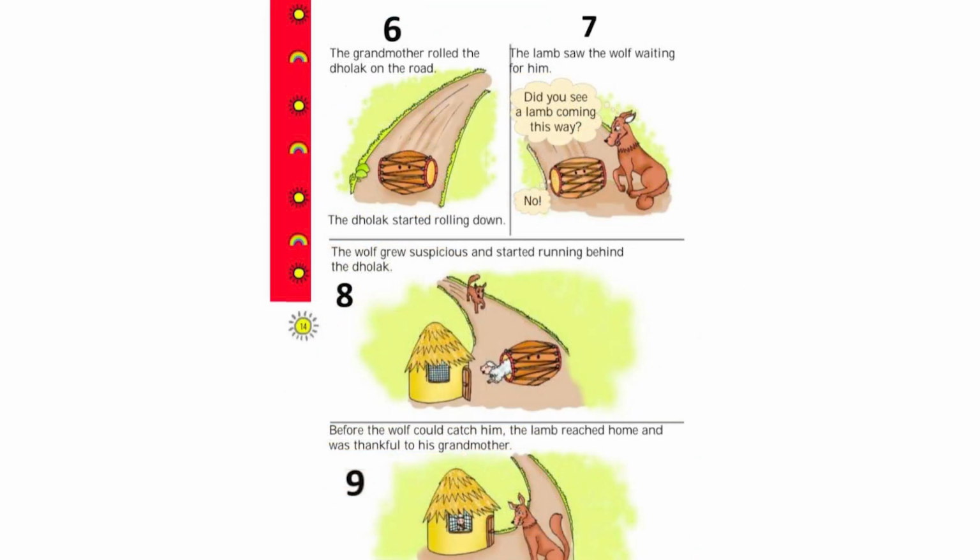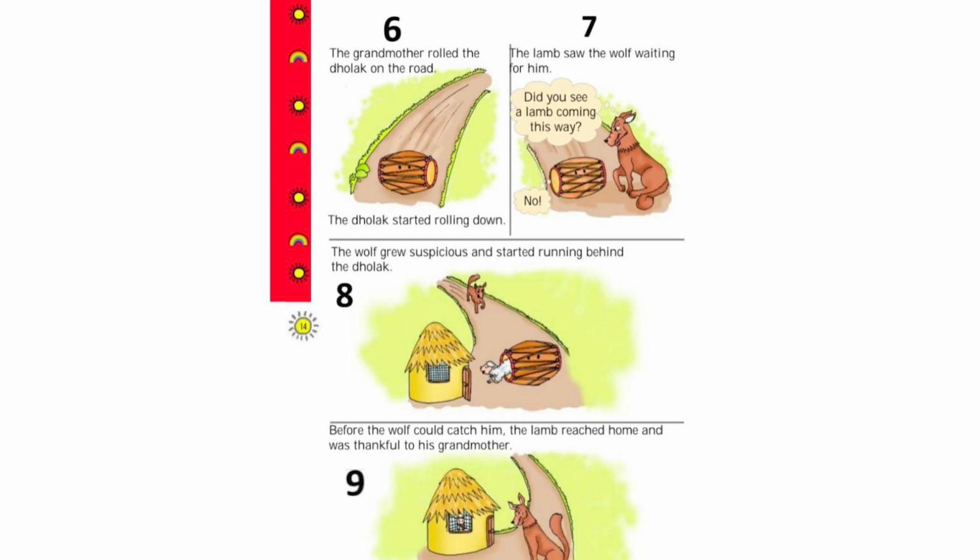Now turn to page number 14. Look at the sixth picture. The grandmother rolled the dholak on the road. The dholak started rolling down. Now I will explain this. Dholak has a curved surface, so dholak will roll. The grandmother rolled the dholak on the road.